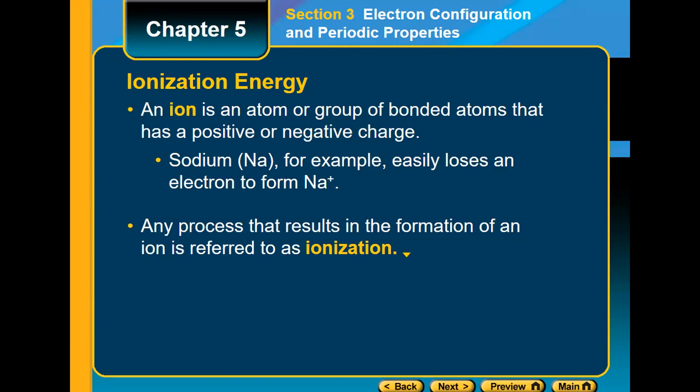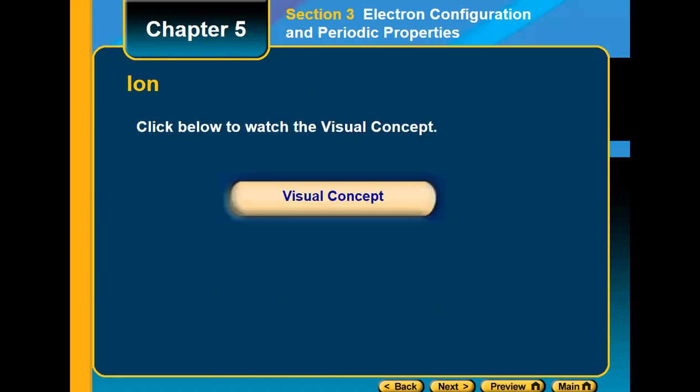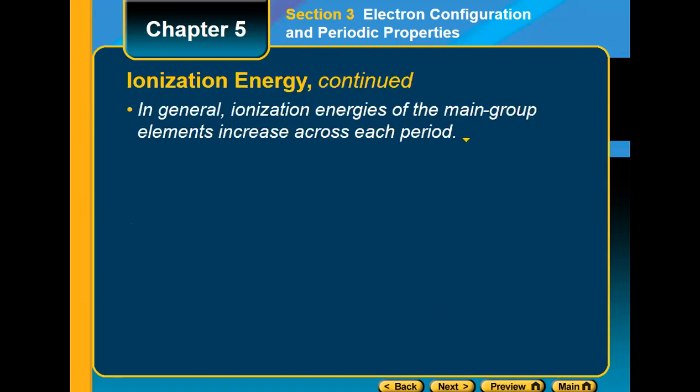We call this the ionization energy. So the energy required to move one electron from the neutral atom, we call this ionization energy, or we give it the abbreviation IE. So what do you think about the gradation of ionization energy in the periodic table?